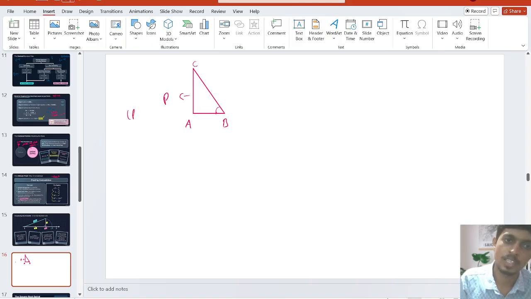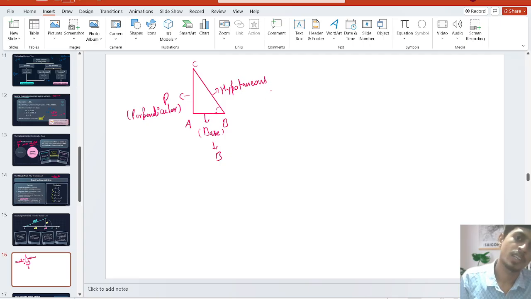Perpendicular stands for P, and this is the base, standing for capital B, and this is the hypotenuse, standing for H.